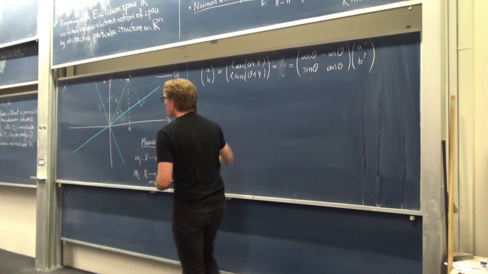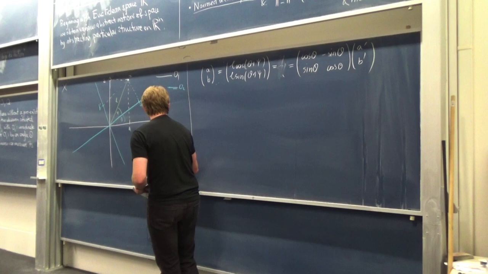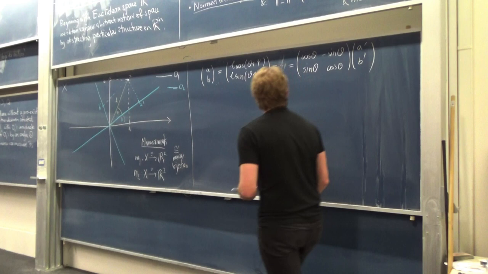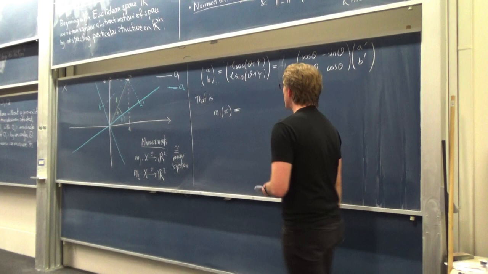Okay, so this bijection. So what is this calculation saying? Well, it says, I mean, this is M1 of X, right? It says M1 of X is equal to, well, this operation on R2 applied to M2.